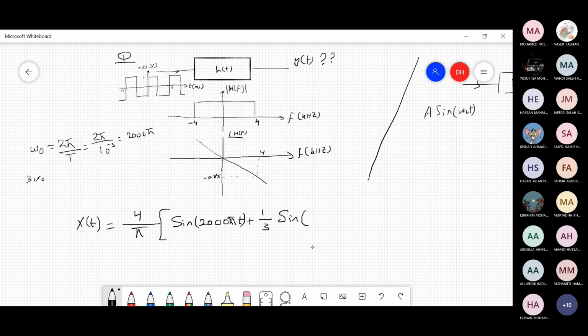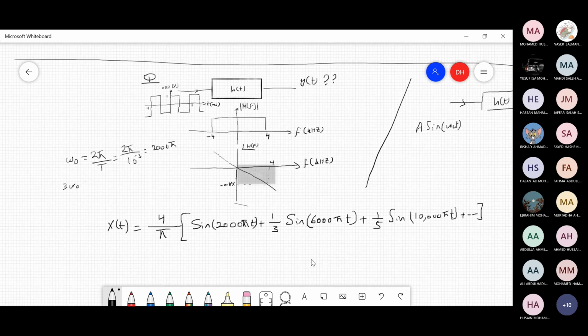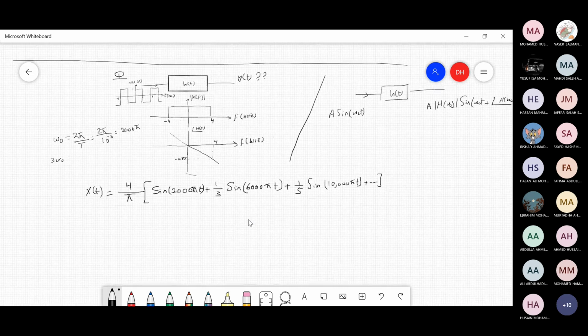So here 3, so 3 multiplied by this one, so it is 6000 pi t plus 1 over 5 sine 5 omega naught t. So 5, which is 10,000 pi t plus, and so on. Okay, now we can apply formula directly.